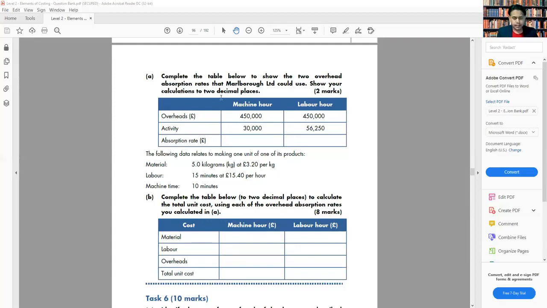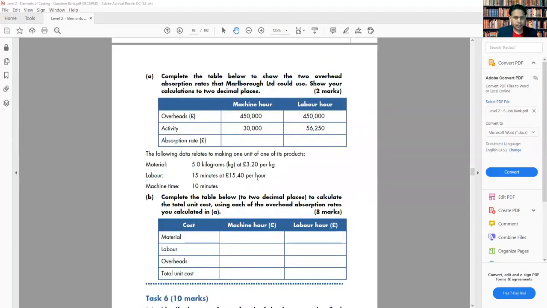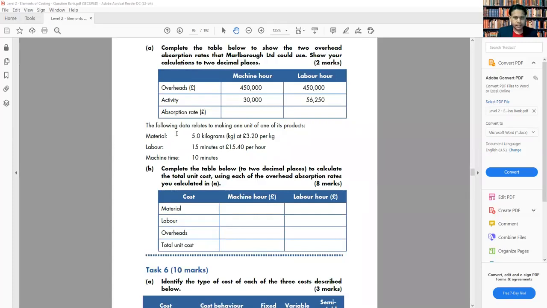Complete the table below to show the two overhead absorption rates that M Limited could use. Show your calculation to decimal. Okay, we'll do that. And they said the following data relate to making 1 unit of product. Okay, so material 5 kilogram, labor 15, machine time 10 minutes. All right, it's not difficult. They're asking to calculate the absorption rate.